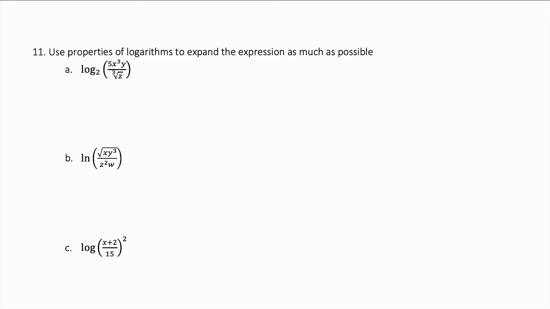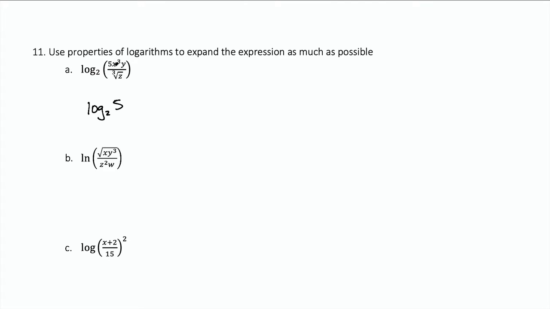To expand the expression, each factor inside the logarithm will get its own term. So I've got a 5x cubed y and the cube root of z. Okay, 4 different factors here. The ones from the numerator get positive logarithms. So I've got a log base 2 of 5. It's a positive in front of that.